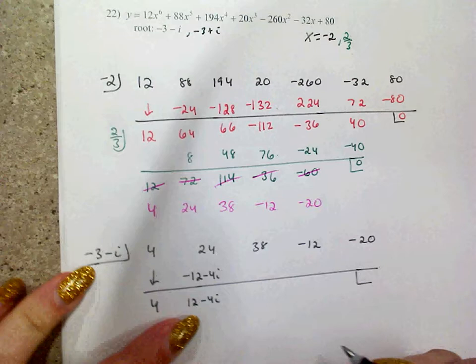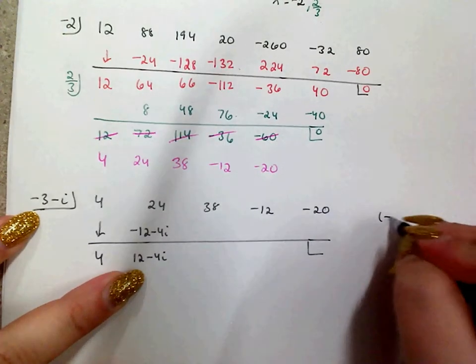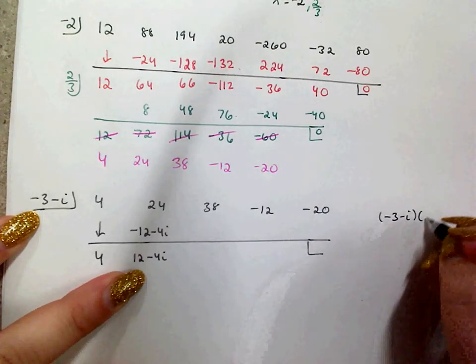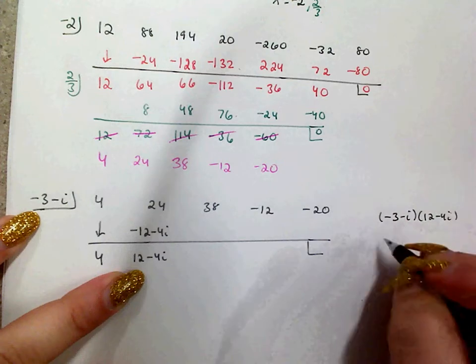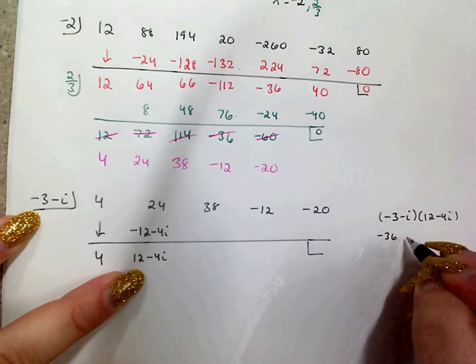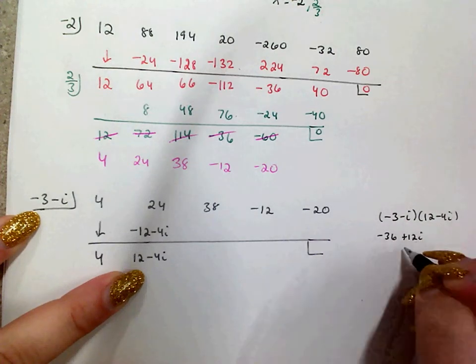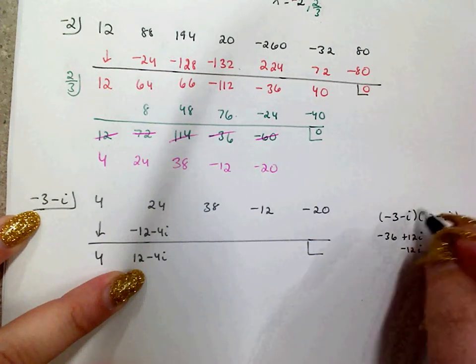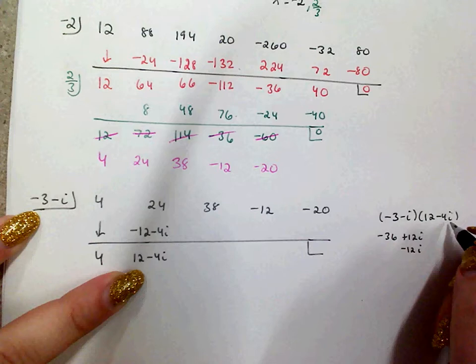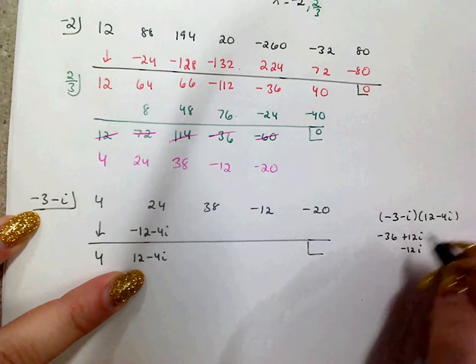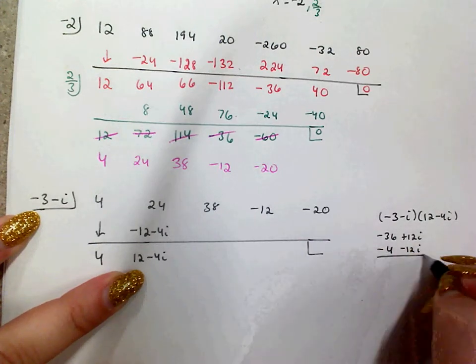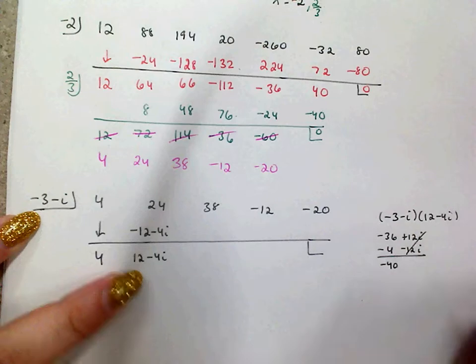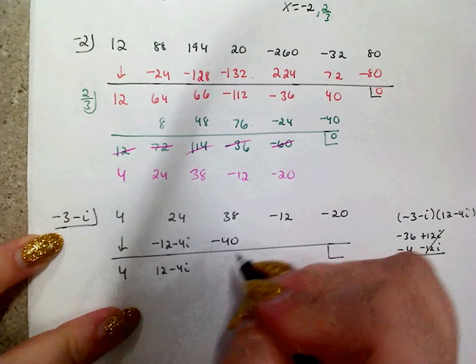So, negative 3 minus i times 12 minus 4i is negative 36 plus 12i minus 12i, that's nice, and then a negative i times a negative 4i is a positive 4i squared, which is a negative 4. So that's a negative 40, which means that's negative 2.